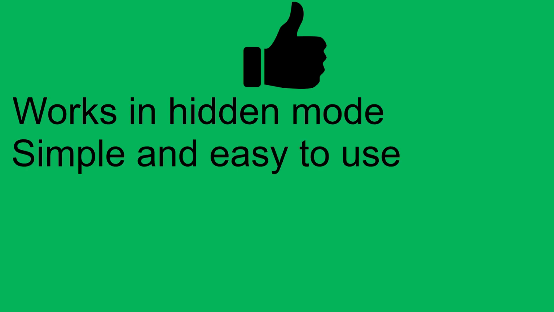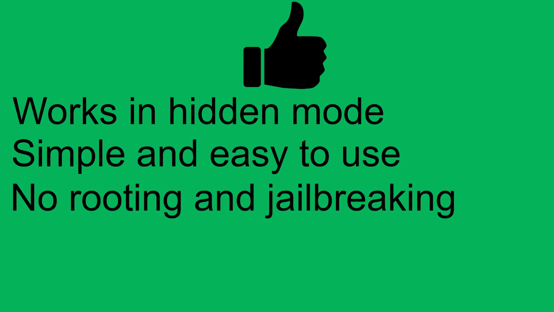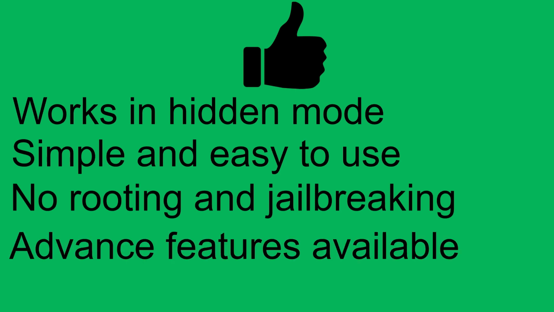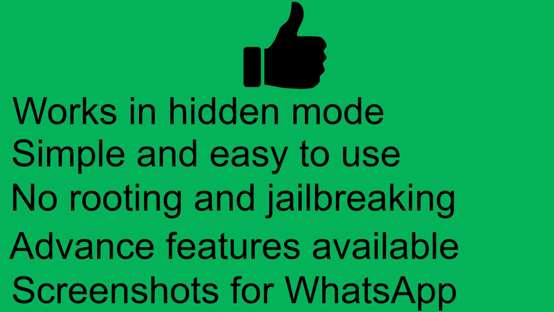Pros. Now let's throw some light on the pros of using mSpy. mSpy works in hidden mode. The app is simple and easy to use. No need to root the target Android phone or jailbreak the target iPhone. Advanced features like geofencing, block websites, block applications are available. Tracking of WhatsApp is available with screenshots.